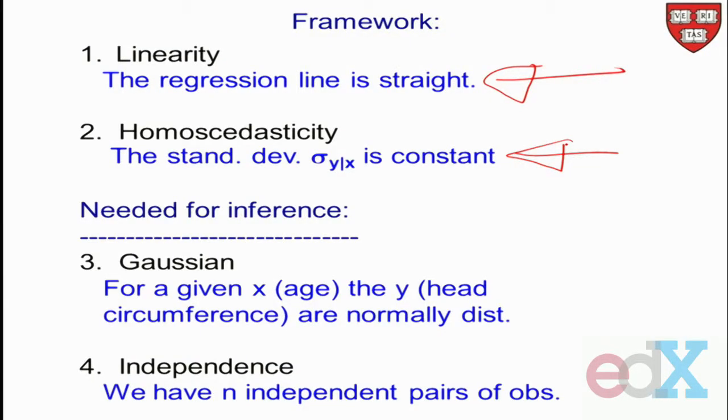And so that is how we're going to do our estimation. If we then want to go on and do some inference with that, we're going to make these two assumptions. One is that we've got Gaussian data, so for a given x, the head circumference is normally distributed. And we're going to assume independence, our usual assumption of independence. Now, you can relax all these assumptions. Not in this course, though. In this course, we're going to be making these four assumptions.